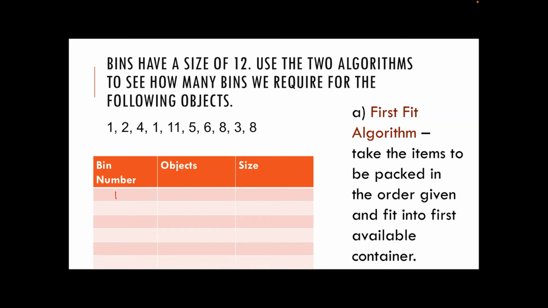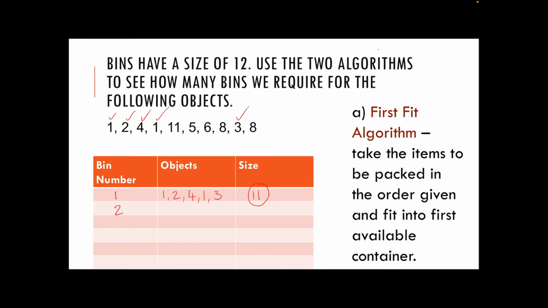In the first bin then, I could put in object 1, then number 2, and that's us at 3. If we add on 4, we're then going up to 7, plus 1 is 8. I can't fit 11 or 5 or 6 or 8, but I can fit 3, and that gets us to 11, which is as big as we can go because any more would take us over our max of 12. So again, I'm just going to tick off the ones that we've done there.